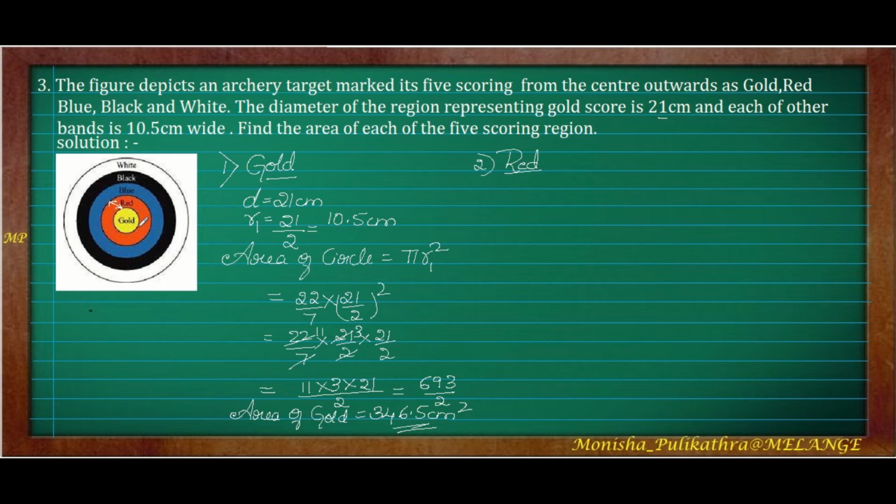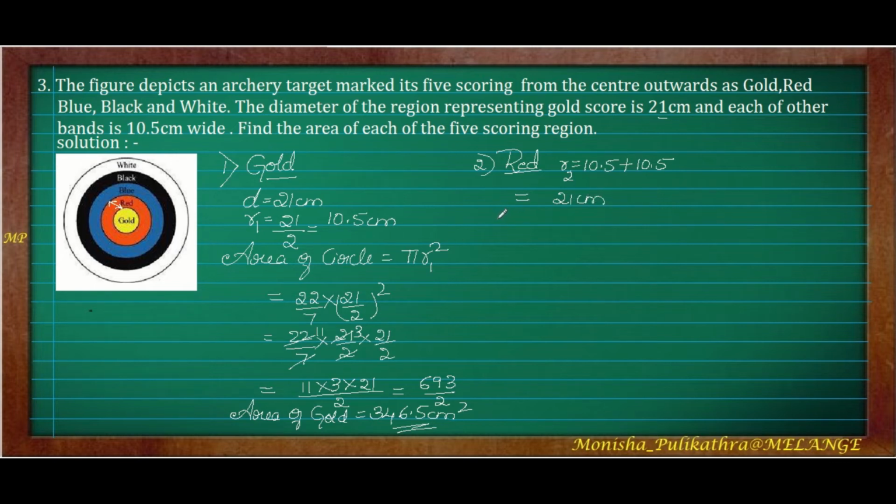So they have given that each and every band is 10.5 centimeter wider than the previous one. If the radius of the previous one is 10.5, then the next one will be 10.5 more than that. So 10.5 plus 10.5, you will get 21 centimeter.